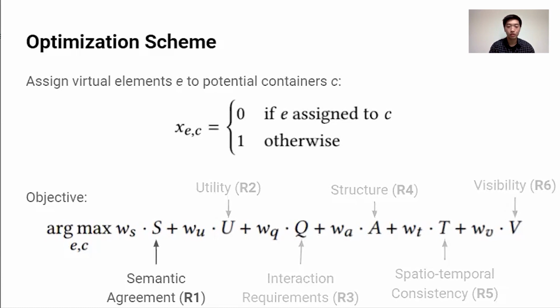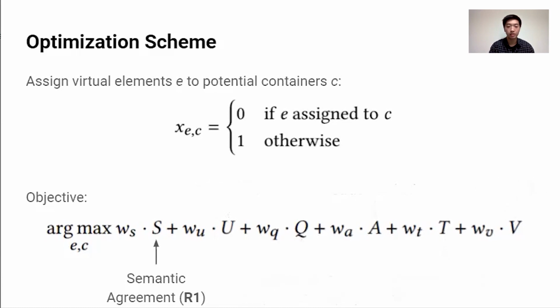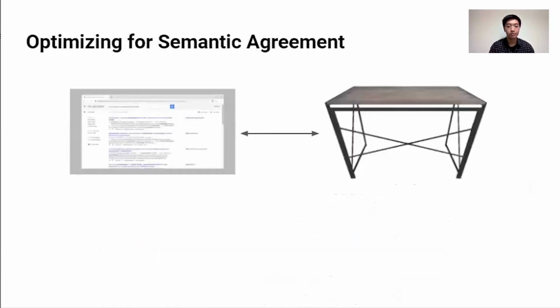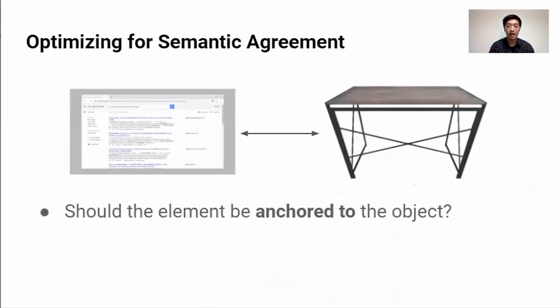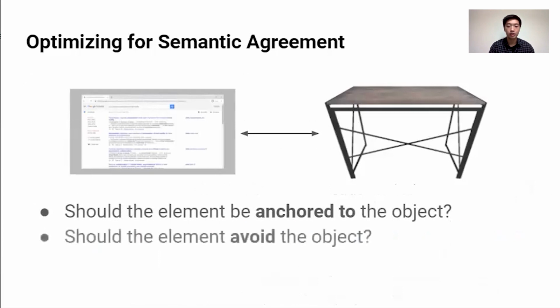With this talk, I will just focus on the design of the semantic agreement term. So given a virtual element and a labeled object, we basically compute two values. Firstly, the extent to which the element should be anchored to or placed nearby that object. And secondly, the extent to which that element should avoid or be placed far away from that object.